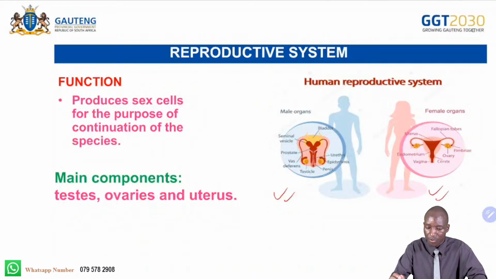Then when we come to the female reproductive system, we look at the female organs, which include the fallopian tubes, the fimbria, the ovary, the cervix, the vagina, endometrium, and the uterus. So those make up the female reproductive system. So that's how those two differ from each other.